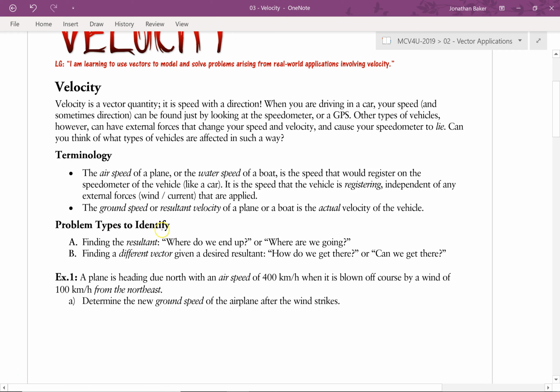And really, there are only two types of problems that we end up looking at for this section. You're either trying to find the resultant, so where do we end up if we're heading this way and the wind or the current is pushing us? Or where are we going? Or you're finding a different vector given a desired resultant. So if we want to go to some place, how do we get there? How do we have to change our course? Or even, can we get there? Sometimes that is a version of this problem. All of the problems that you'll see here and in the homework can be divided into these two categories, which is a nice way of helping us understand what we're doing.